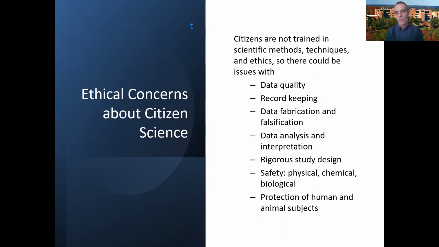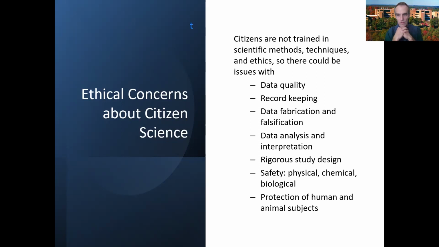It's not like there's been a lot of evidence. This whole topic is very new. People haven't been studying citizen science to try to really figure out whether these things are happening. But the limited studies that are out there and limited reflection on it have come up with some of these concerns.